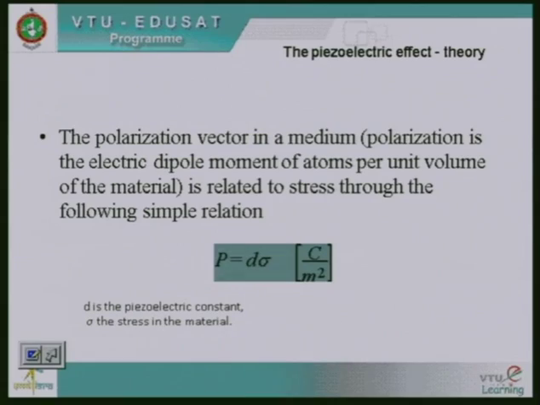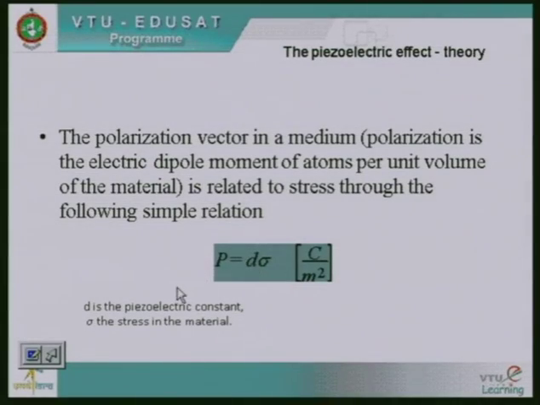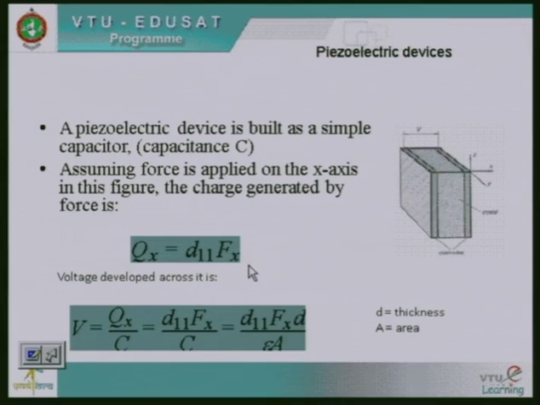Similarly, if you apply a voltage, plus on top and negative at the bottom, the material compresses. If I reverse the potential, negative on top and positive at the bottom, it elongates. That is the effect of a piezoelectric transducer, and it is governed by a polarization vector given by P = d sigma, where d is the piezoelectric constant and sigma is the stress in the material. So this is the basic theory of the piezoelectric effect.